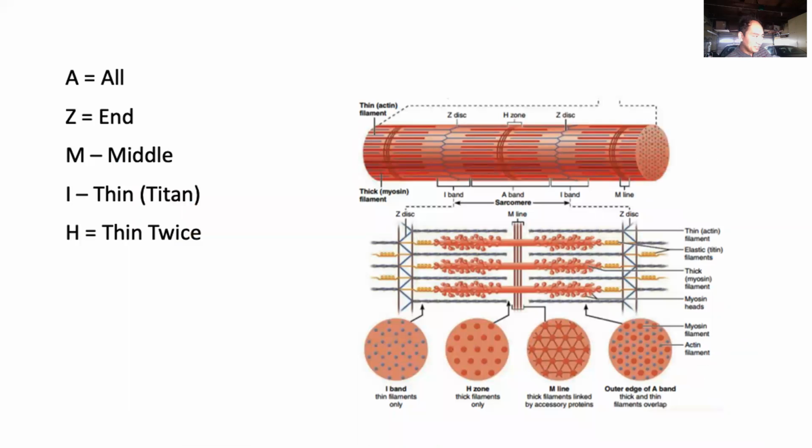So I'm going to repeat this again. A for all, both actin and myosin. Z, the end, the outer boundary of the sarcomere. M is in the middle, a protein which is connecting the myosins in the most middle. I is very thin. This is just a titin protein and actin. And H is twice I, and it is the myosin only area.